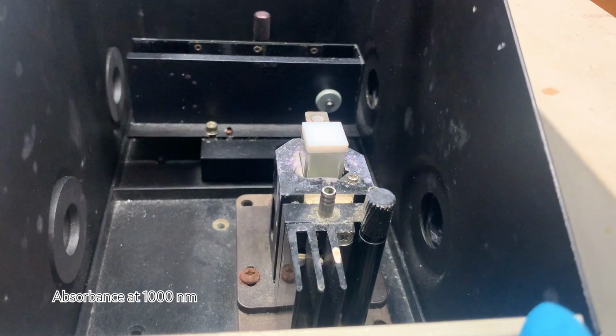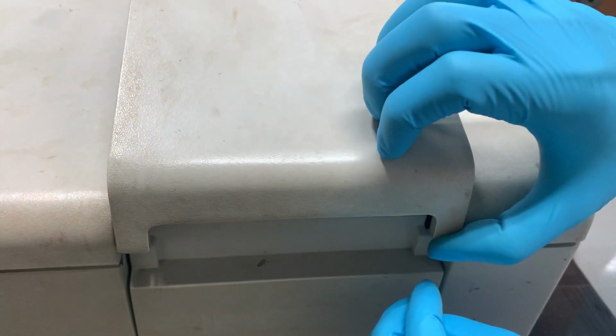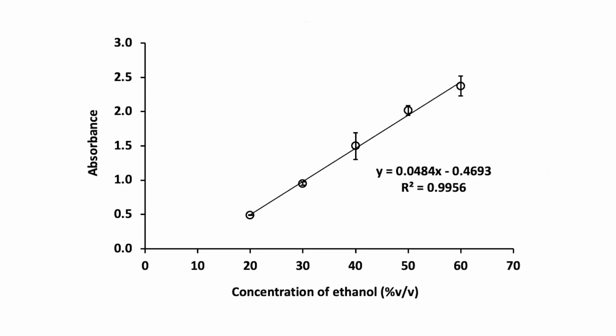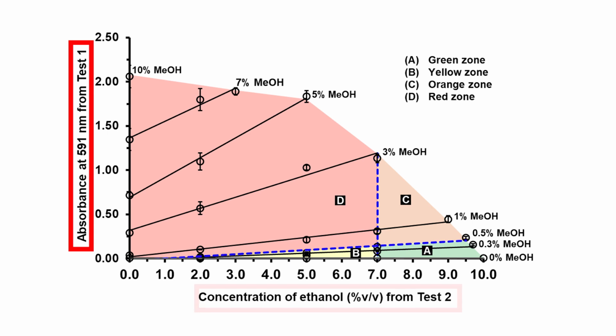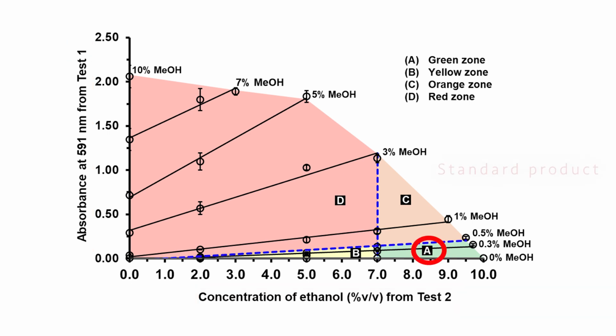Then, we are constructing the calibration curve of ethanol standard solution and calculating the concentration of ethanol in the hand sanitizer sample. Lastly, we will use the regulation chart or a safety zone chart to extrapolate the concentration of methanol and ethanol at the same time by coordinating the Y value, or absorbance from test 1, and the X value, or concentration of ethanol from test 2. If the coordination point locates at the green zone, it indicates that the hand sanitizer is a standard product, while other zones are not.